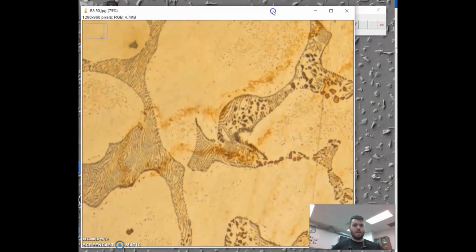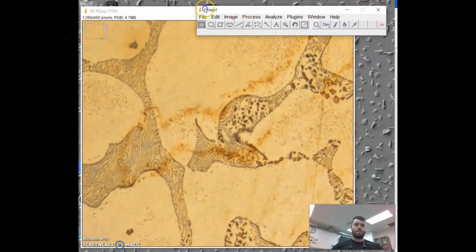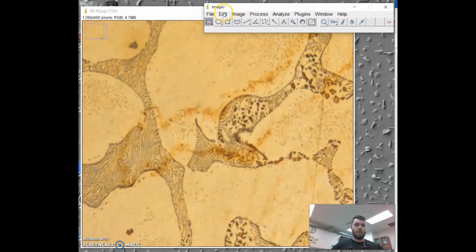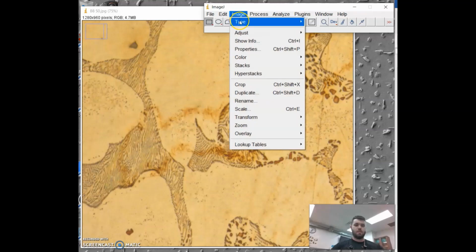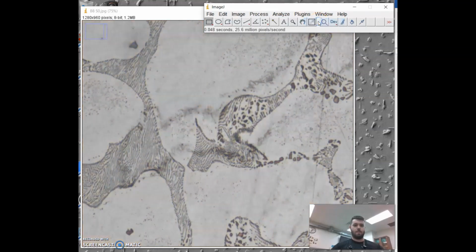And in order to analyze the area fraction of each of these components, this is most likely our silver beta, and we have a eutectic alpha plus beta region here with our copper as our alpha. We need to first turn this image into a format that ImageJ can read, and to do that, we need to convert it to a black and white image. So we're going to go to Image, go to Type, and right now it's an RGB color image. We're going to turn it to an 8-bit, which will turn it black and white, or I guess gray and white.